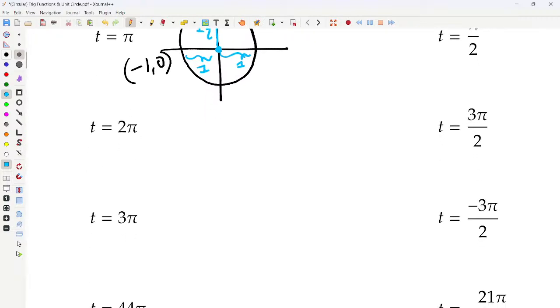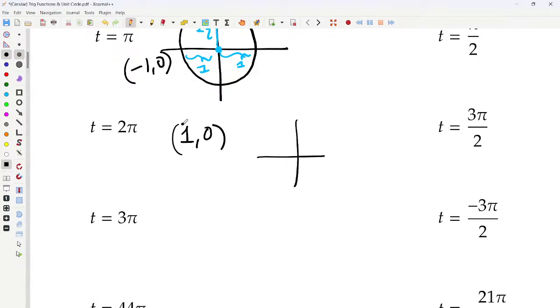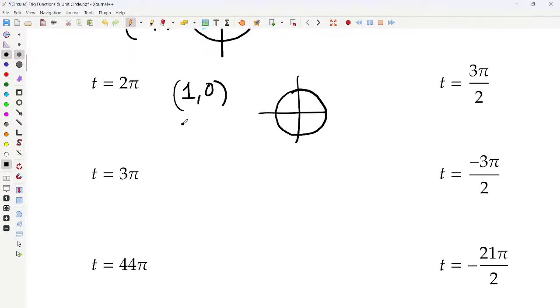What point must we associate with 2 pi? 1, 0 is correct. Again, this is what your brain wants to think about. This is 1, all the way around 1. How much do I need to rotate? Literally all the way around. So that is 1, 0. What about 3 pi? Nope. -1, 0.